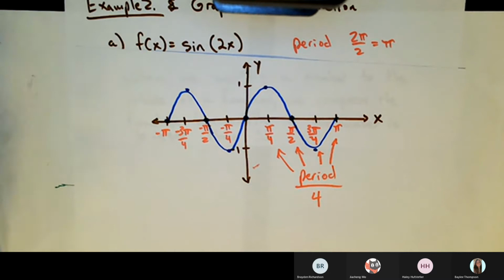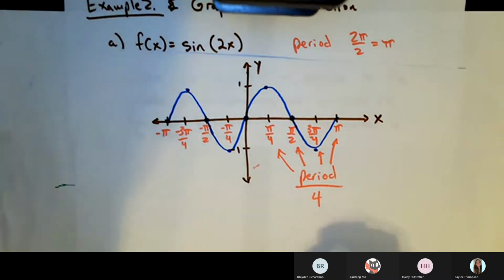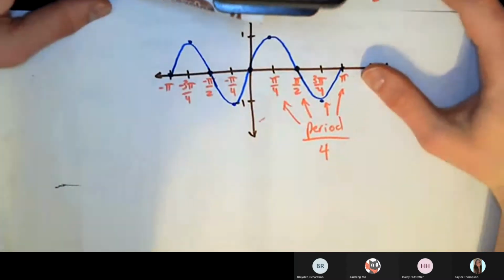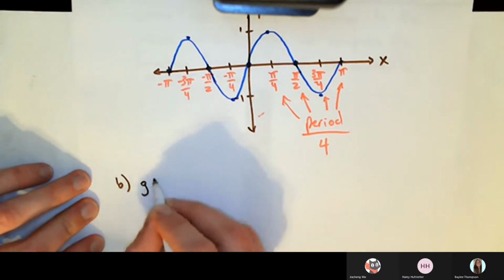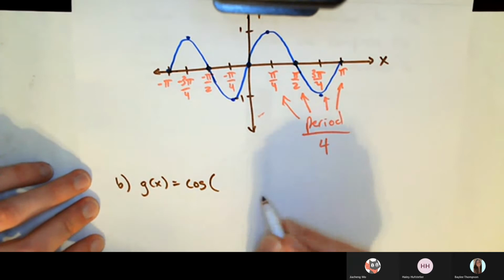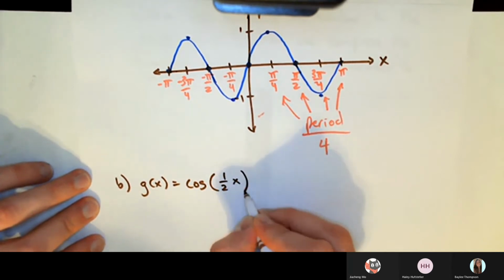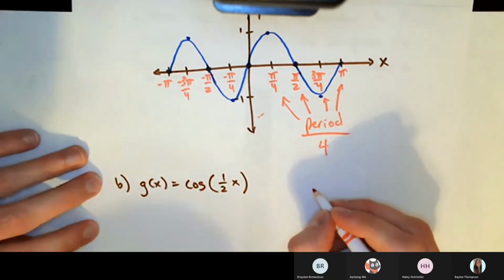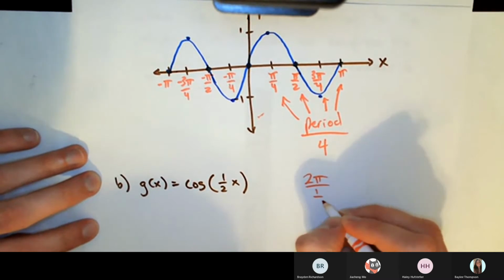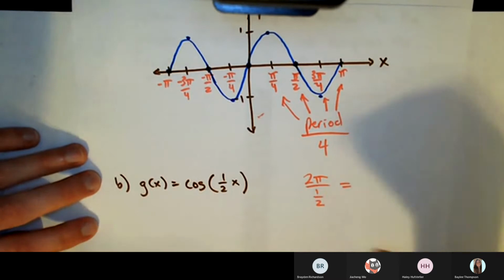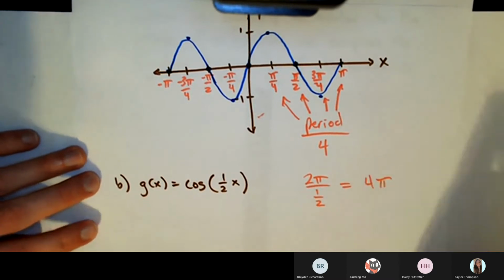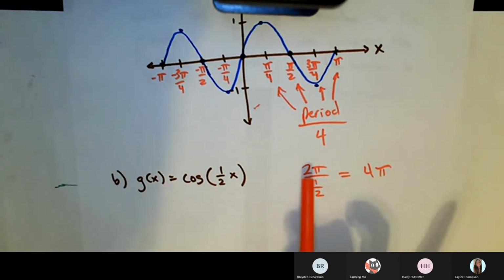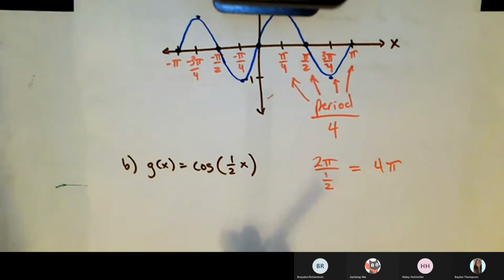All right, let's look at one where we multiply by, like a similar one, but this time let's put a 1/2 in there instead of a 2. And let's do a cosine graph, cosine of 1/2 x. I want to know the period. So let me take 2 pi over 1/2, which we all know that if I'm dividing by 1/2, that's the same as multiplying by 2. So I get 4 pi, right? 2 divided by 1/2 is the same as 2 times 2, getting 4 pi.